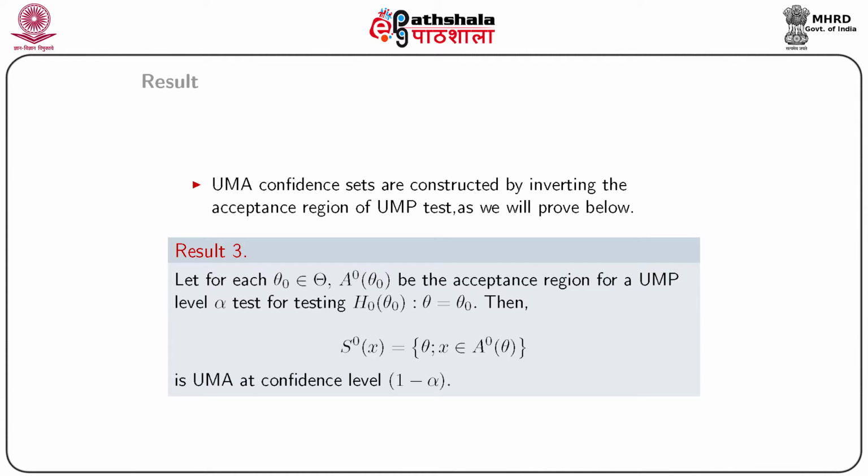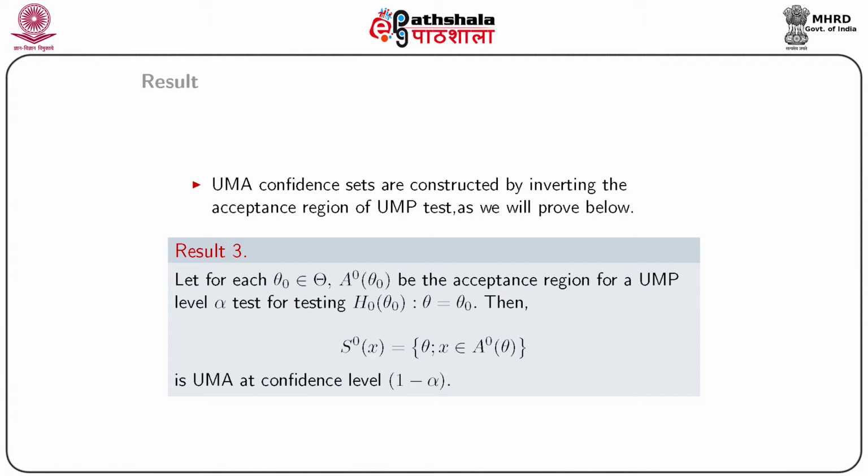We consider the result. Let, for each θ0 belonging to Θ, A(θ0) be the acceptance region for a UMP level α test for testing H0: θ equals θ0.